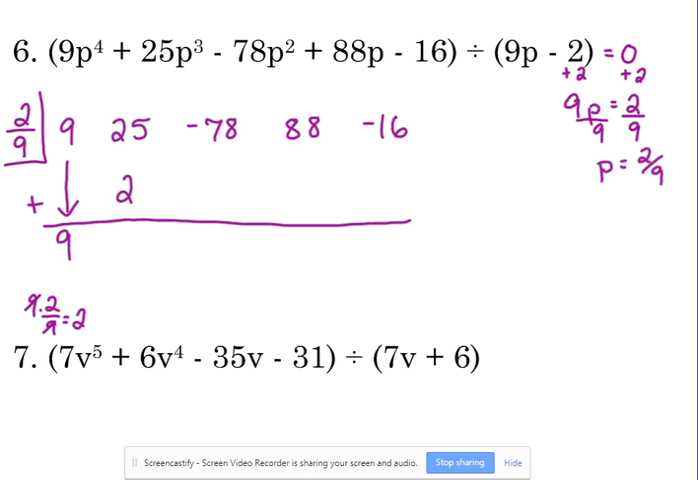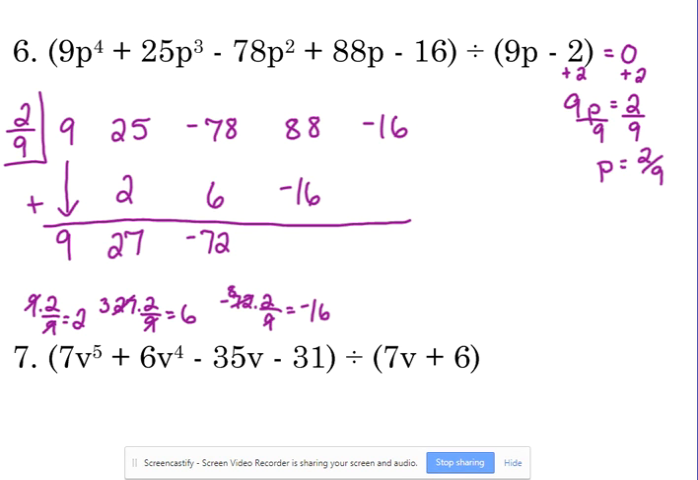So we add 25 plus 2 is 27. Same thing. 27 times 2 over 9. 27 over 9 gives us 3. So 3 times 2 is 6. Then we add negative 78 plus 6 is negative 72. Negative 72 times 2 over 9. 72 divided by 9 is 8. It was negative, so that gives us negative 8. Negative 8 times 2 is negative 16.